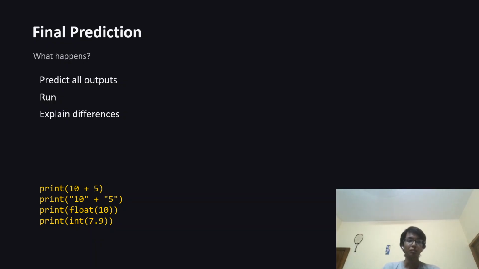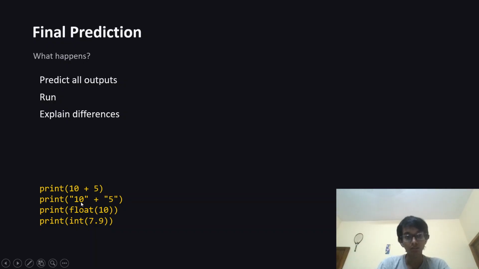Prediction. We are going to predict all the outputs and explain the differences. So first of all, print 10 plus 5. The answer to that is going to be 15 because both are integers. Both are not strings or something like that. The second one is '10' plus '5', because this is a number string and a number string. You don't add strings, you join them. So the answer is going to be 105 in string format, string data type, not number.